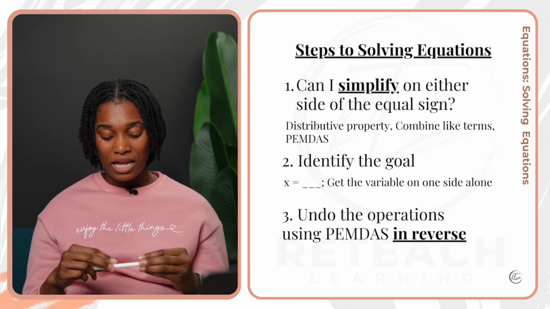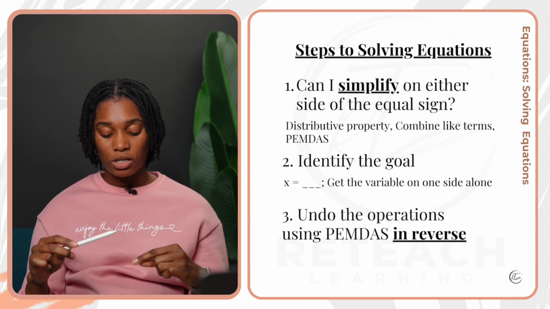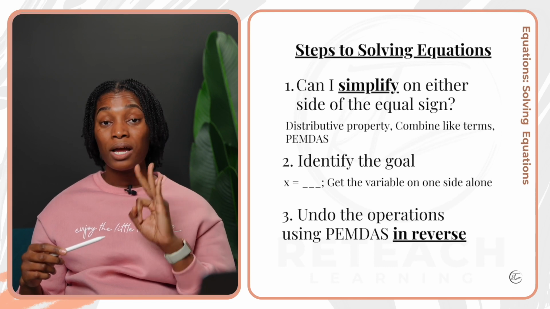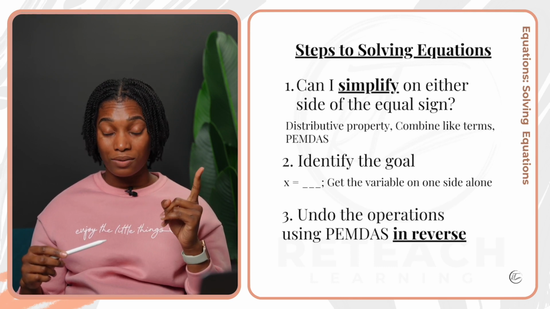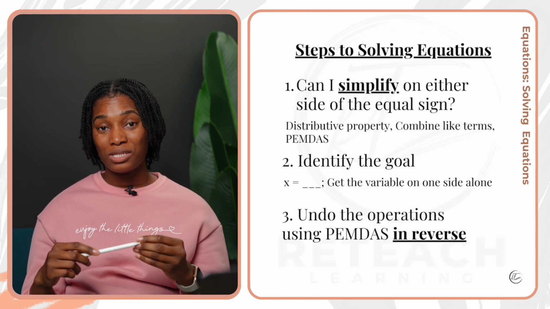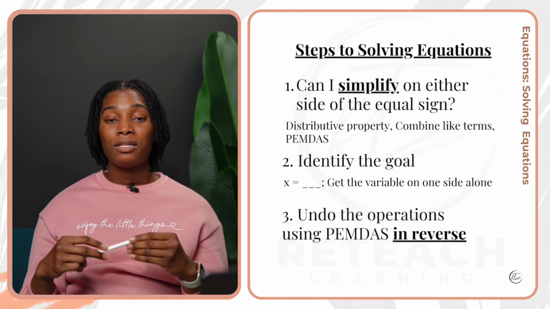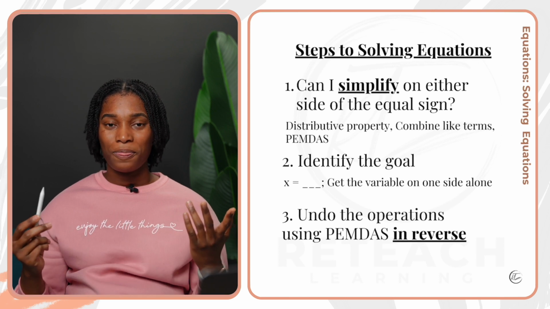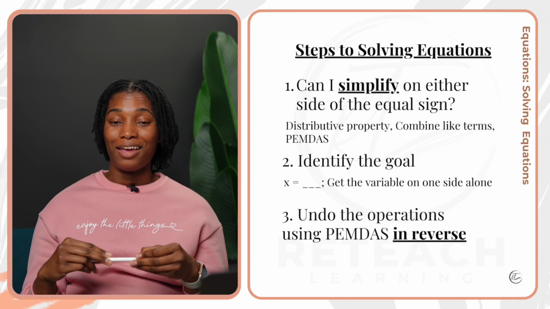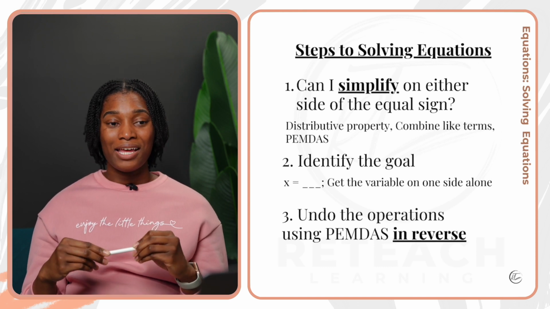And then the last step is undo the operations using PEMDAS in reverse. This is the 3rd step. We're not going to do this 3rd step first, okay? We're going to do it 3rd after we've made sure we've done the first 2 steps. Now, some of you, this 3rd step might look like I've never seen that before, and that's okay. Let's practice it. Let's do our thing, and we'll get through it together, all right?